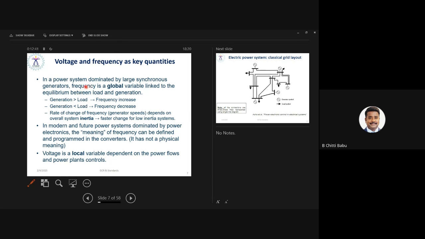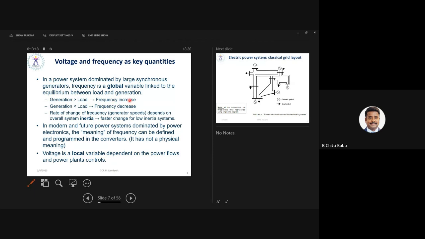This is why, as I said, the classical power system is well dominated by large synchronous generators. Of course, frequency is a global variable linked to the equilibrium between the load and the generation, whereas the voltage is a local variable. Right, because when the generation is higher than the load, I mean, when the source power is more than the demand, of course, the frequency increases. If the generation is less than the demand, frequency decreases. I mean, if the demand increases, frequency decreases. If the demand decreases, frequency increases.